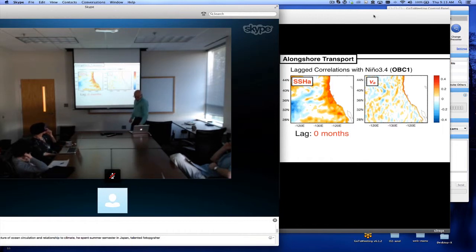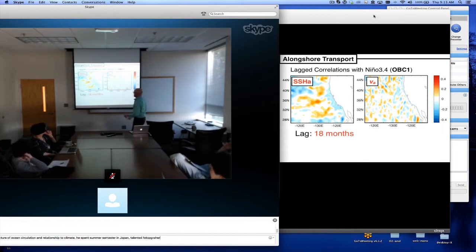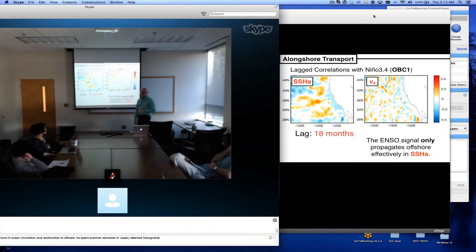If we lag that correlation forward in time, and I have to ask you to keep your eye on both of these simultaneously, we see that at 6 months, 12 months, 18 months, that ENSO signal propagates really effectively offshore as a Rossby wave, just as one would expect in theory, but only in sea surface height. It doesn't propagate at all in V. The small coastal correlation you saw kind of goes away. So the conclusion we draw is that this ENSO signal is really only propagating offshore effectively in the sea surface height. It's not really doing much for the transports.